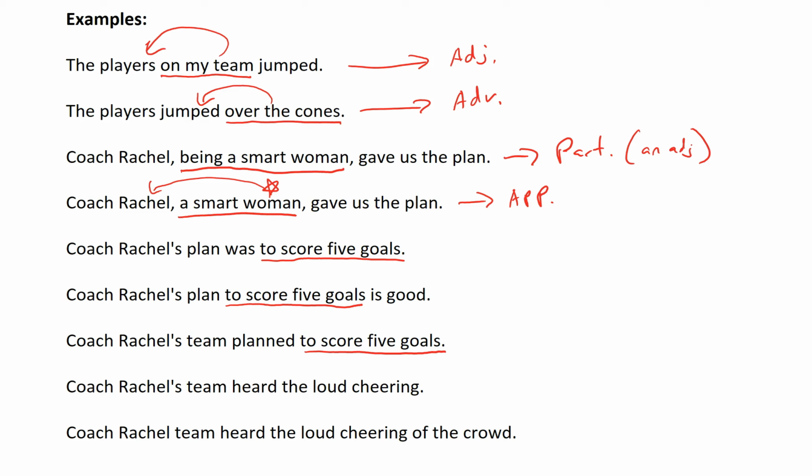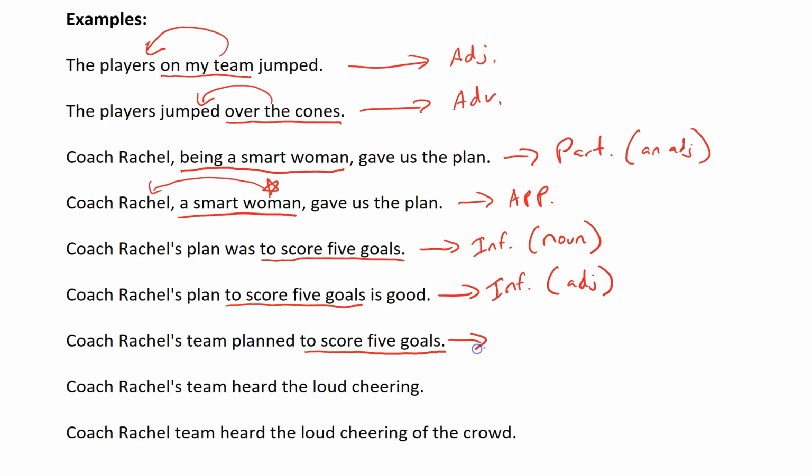The first one, Coach Rachel's plan was to score 5 goals. To score 5 goals is acting a whole lot like the predicate nominative. Therefore, this is an infinitive phrase, and it's acting like a noun. In the second one, Coach Rachel's plan to score 5 goals is good. To score 5 goals seems to be telling me a lot about the plan. Therefore, it's describing a noun, and words that describe nouns are called adjectives. So this infinitive phrase is acting like an adjective.